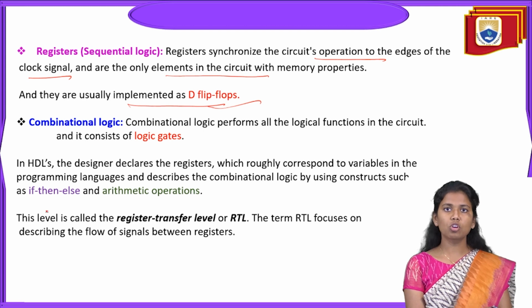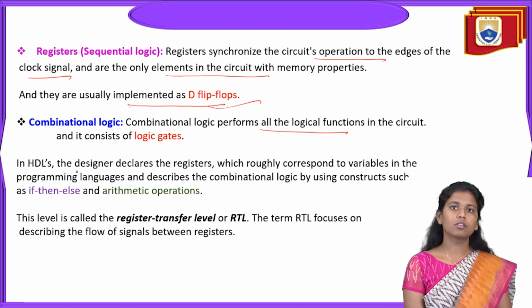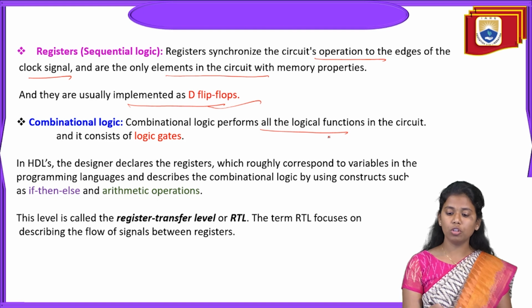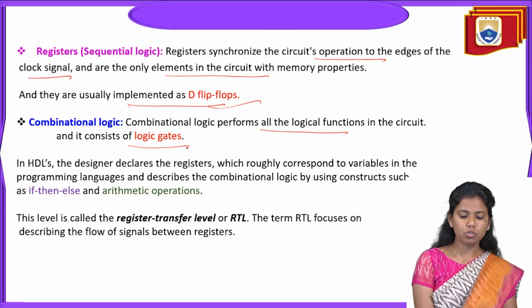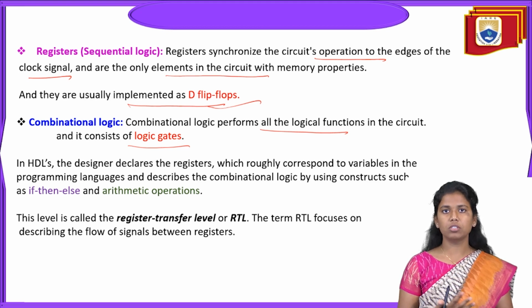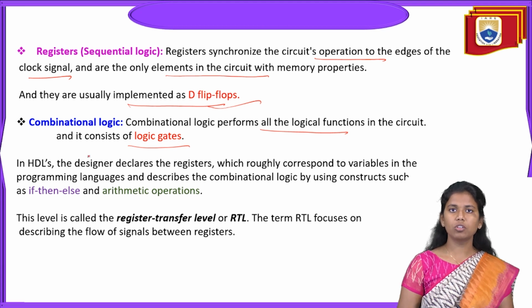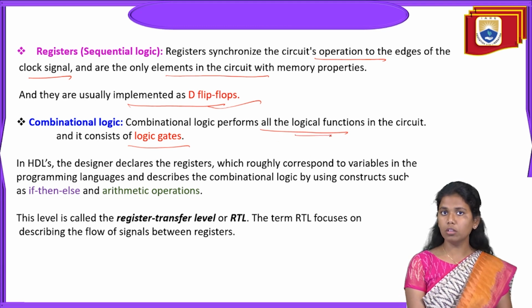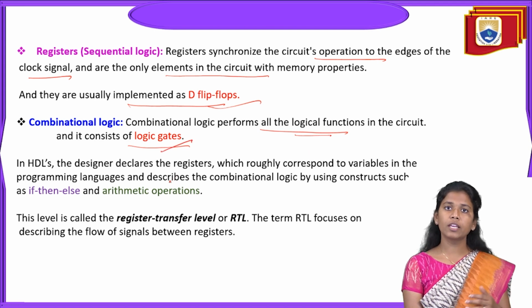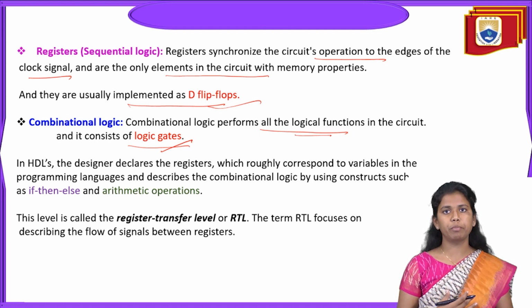And then coming to the combinational logic, it performs all the logical functions in the circuit. It gives out all the logical functions in the circuit, and it consists of logic gates. So combinational circuits consist of logic gates, whereas sequential logic consists of memory elements like registers, flip-flops, and latches. The combinational logic circuit performs all the logical operations with respect to the logic gates, and logic gates are all the different types of gates present in the Verilog library, the Verilog gate primitives.